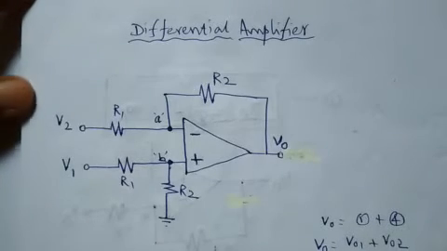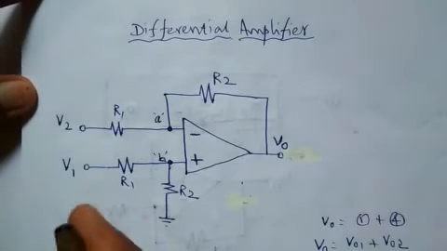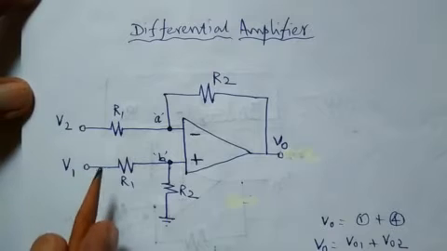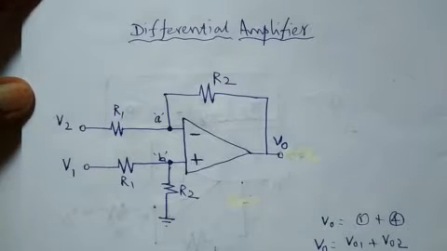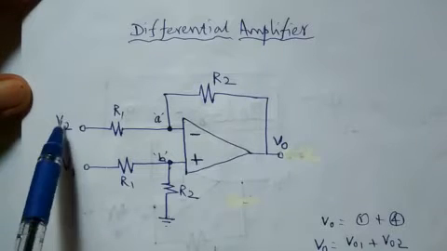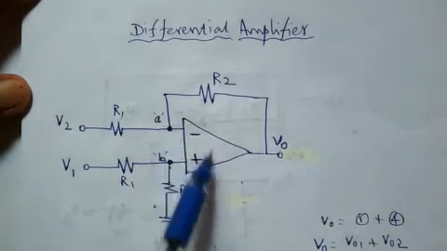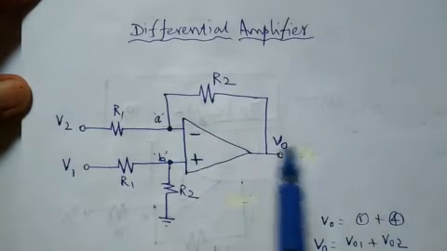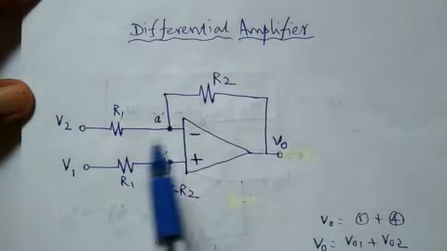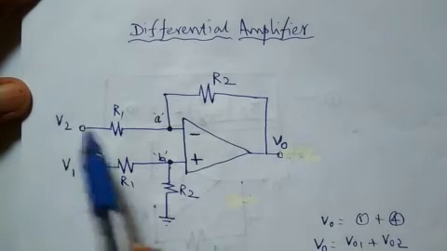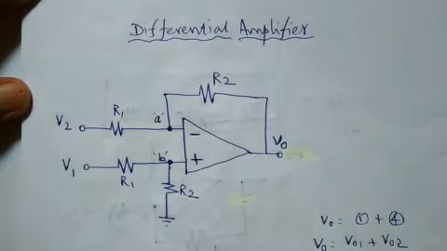Hello viewers, in this video we are going to see the functionality of differential amplifier. A differential amplifier is an amplifier used to amplify the two input signals, that is V1 and V2, applied at two input terminals, that is non-inverting and inverting input terminal, and produce the amplified version of these two signals' difference as Vout, output potential.